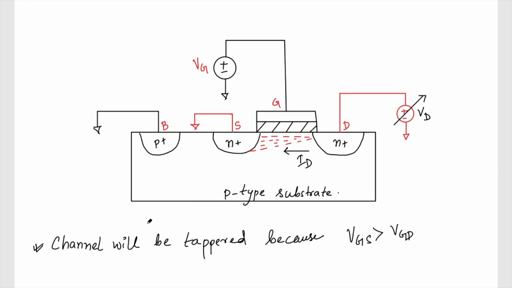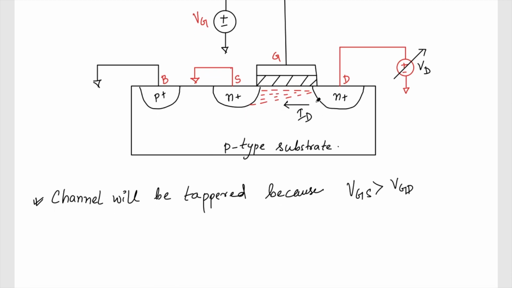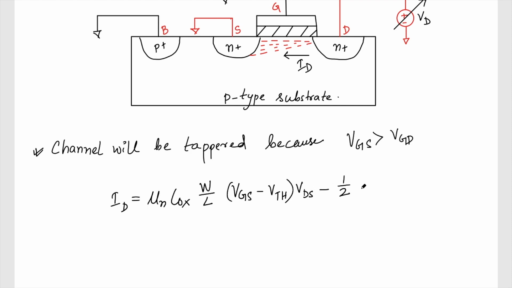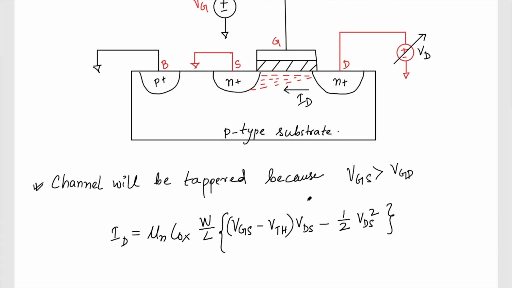So now the question is, how much will be this current? How do we quantify it? We are not going into the derivation of this one, so I'm going to write the expression of the current. So current ID equals mu n C ox, we'll see what these terms mean, W by L, into VGS minus VTH, into VDS minus half VDS square. So this is the expression of the current that is going to flow.